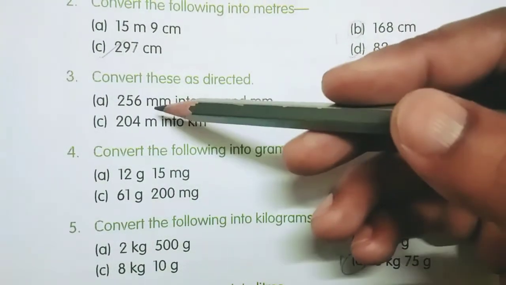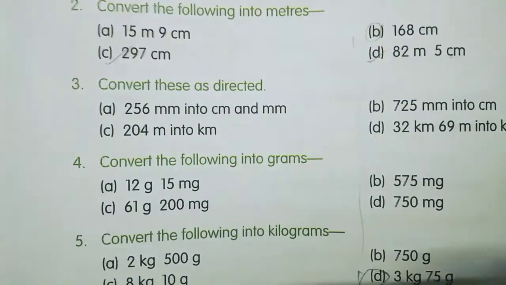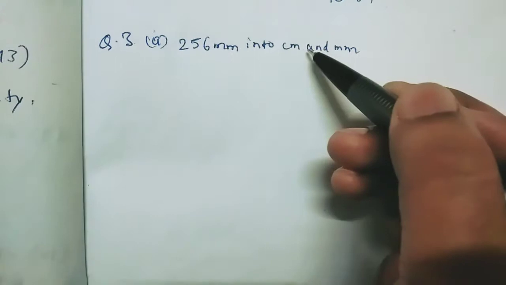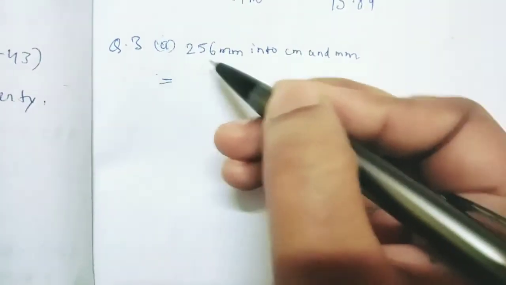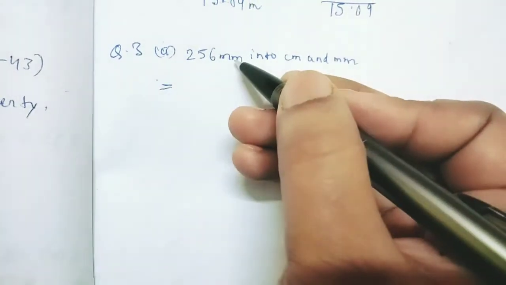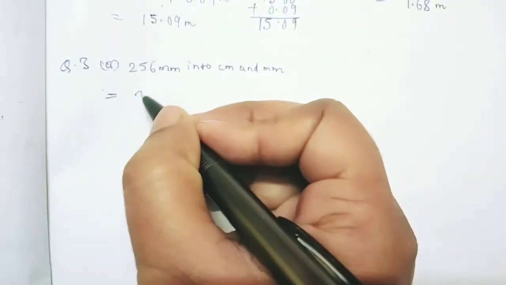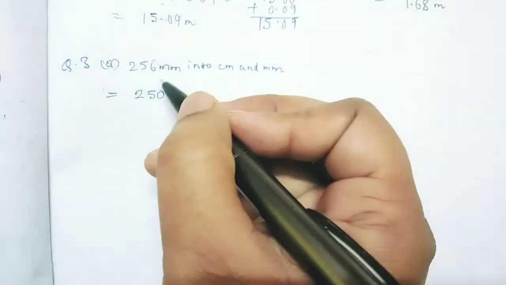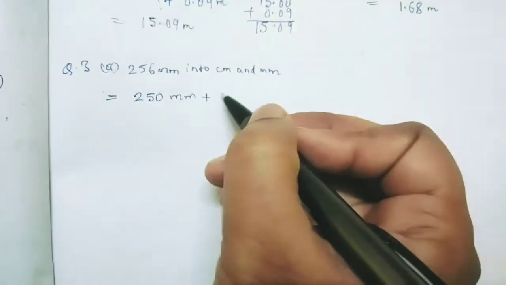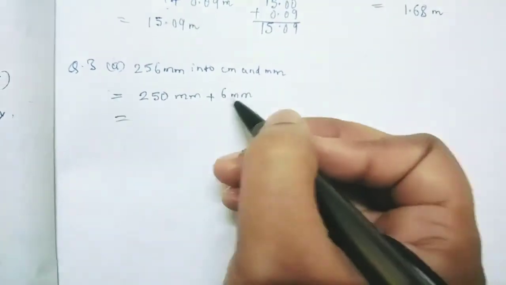Convert this as directed. That means it is given here what to convert: 256 millimeter into centimeter and millimeter. Okay. So to convert this 256 millimeter into centimeter and millimeter, that means you have to break it into two parts. So how to break? 256 millimeter is given. So what you will do? 250 plus 6. Okay, like this you will break it. So right here 250, what is it? It is millimeter, plus how many remaining? 6 remaining. 6 millimeter. Okay, in this way. So it is now broken into two parts.